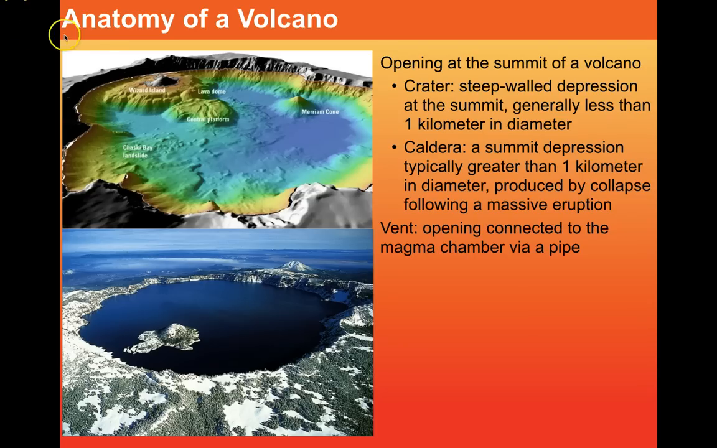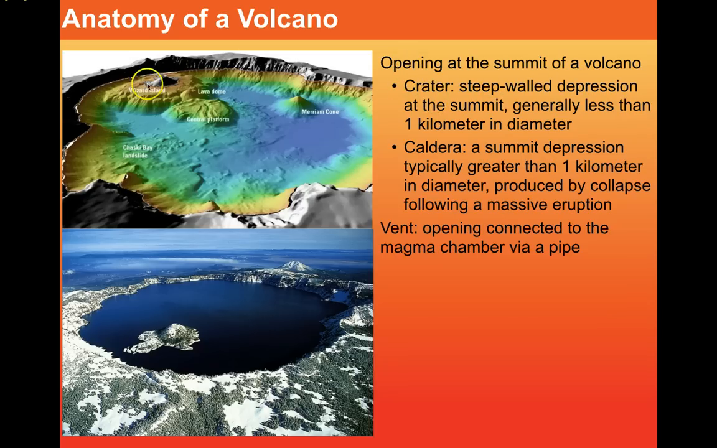All right, so let's talk about the anatomy of a volcano. What is it that makes the volcano structure up? And it depends, of course, on the kind of volcano. So we need to be aware that there's the opening of the summit of a volcano. The smaller summit is called a crater.